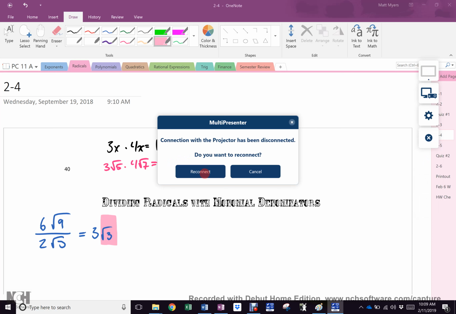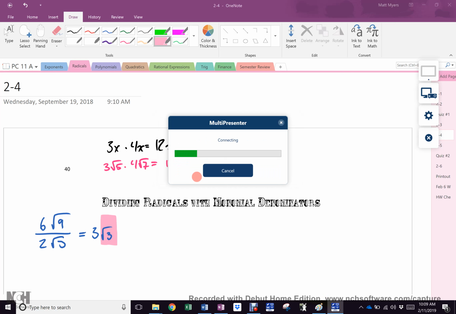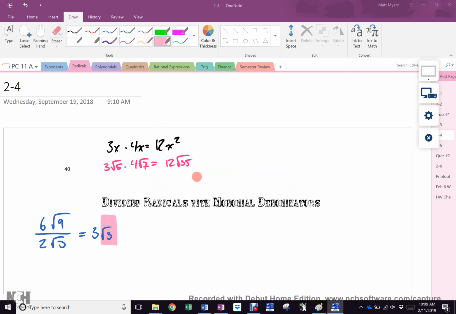Is there such a thing as a square root of 3? No. Because it's a decimal that goes on forever and ever. Right? So this means, in reality, 3 times the square root of 3. Yes? And that's easy. We can follow that. We understand that, right? Okay.